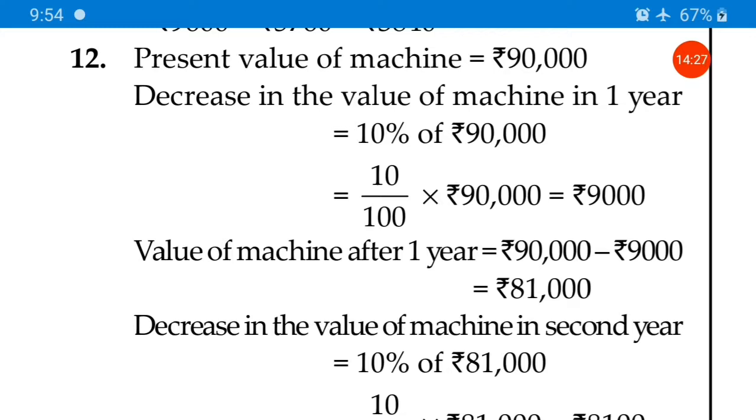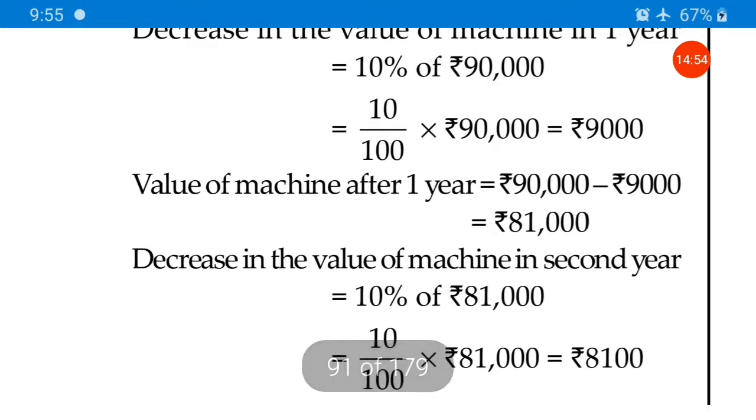So 10% of 90,000: 10 upon 100 multiplied by 90,000, so it is 9,000. So the value of the machine after 1 year will be subtracted from the present value, so that is 90,000 minus 9,000, it is 81,000.